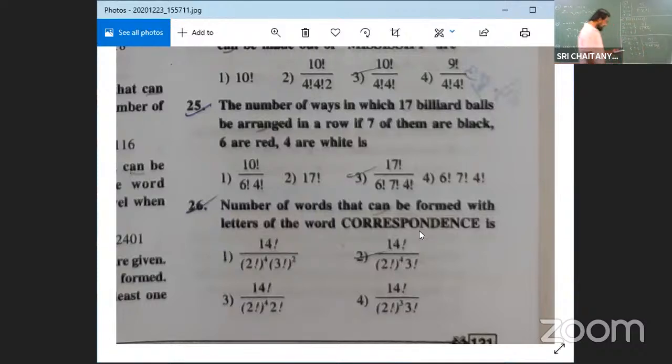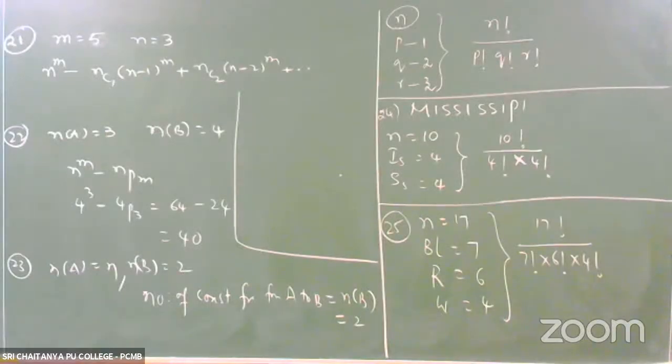Copy this one. This is 25 and about the 26th problem. Okay, copy up to here. Copy this one.